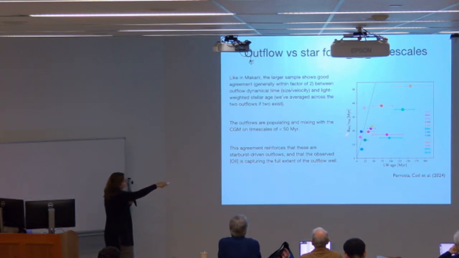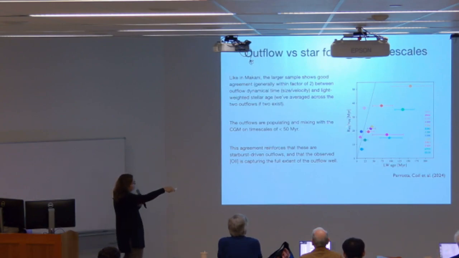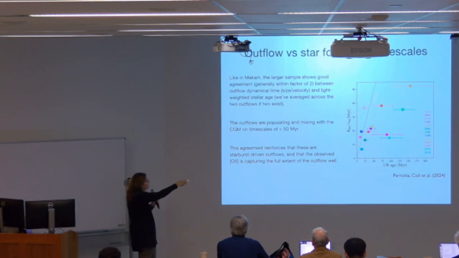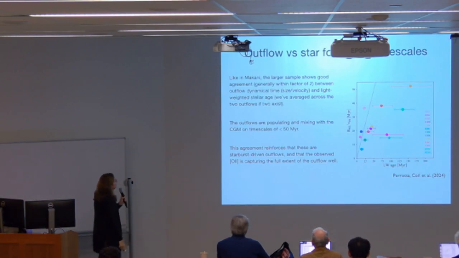So this is the size of the outflow divided by the velocity times the light-weighted age. Basically, that's roughly the time since the burst. And generally, we were amazed that the galaxies fall so close to this 1-to-1 line. There are some large errors, and I get that it's not perfect, but this was pretty interesting to us.